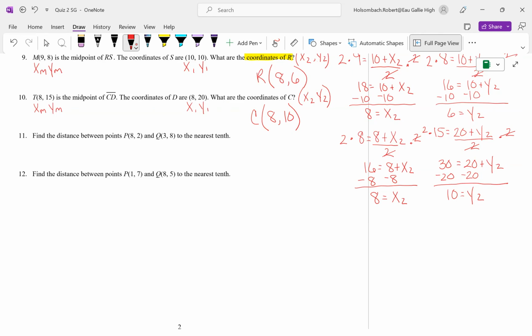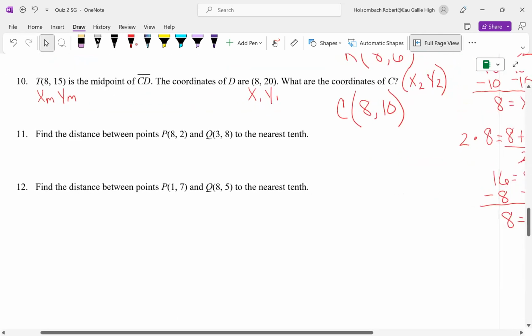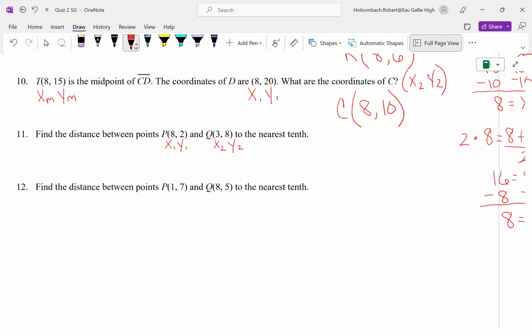And last but not least, we've got problems 11 and 12, and we're going to be using the distance formula. And when we use the distance formula, we talked about it the other day, that it's always a good idea to label your points. So this is our x sub 1 and our y sub 1, our x sub 2 and our y sub 2.